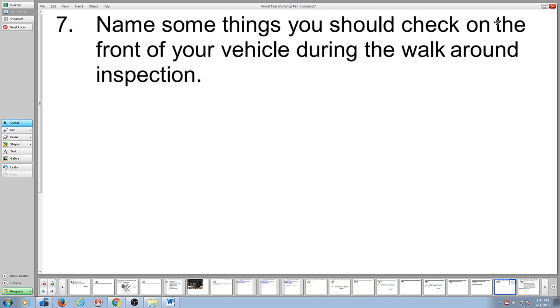Name some things you should check on the front of your vehicle during the walk-around inspection. So during your pre-trip inspection, what are some important things to check on the front of the vehicle? Lights, well, door closes properly. Door is an interesting one to say. I would technically consider that the side of the vehicle. So you're saying the front. If you're looking dead on with the vehicle, what exactly would you want to make sure works? So your clearance lights, that would be something I would look for for sure.